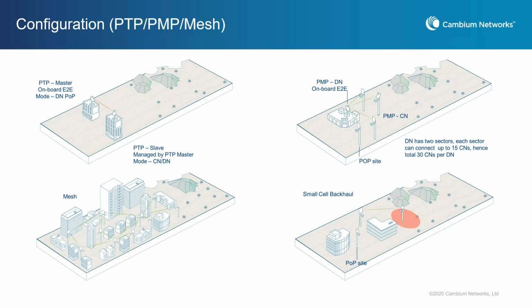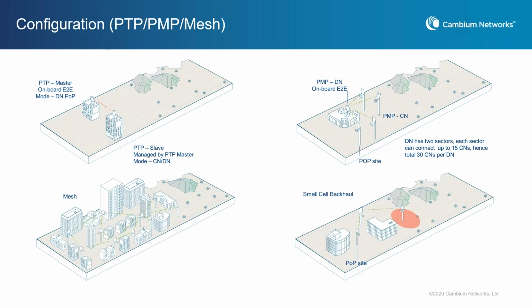As we said earlier, all radios are software configurable. So we can do point-to-point configuration. If you want to do a longer range point-to-point, we can use the V3000 model. We can also do point-to-multi-point with the V5000 as the DN or access point, and we're using a mix of V1000 and V3000, depending on the distance we want to connect.